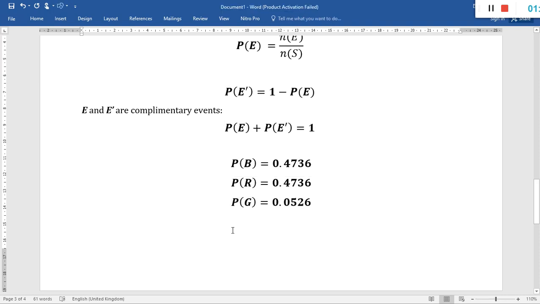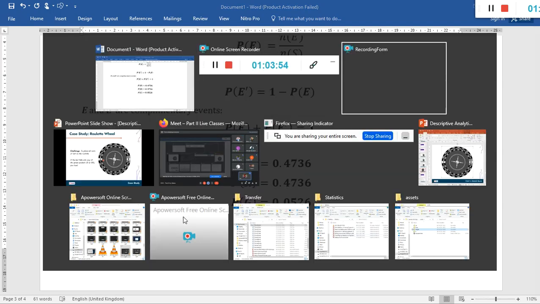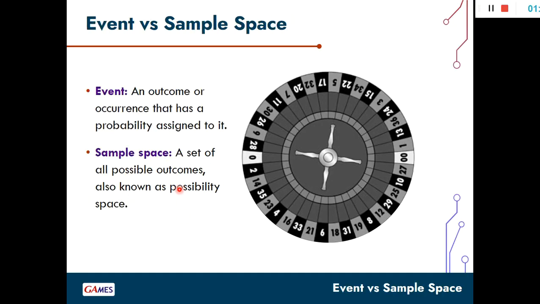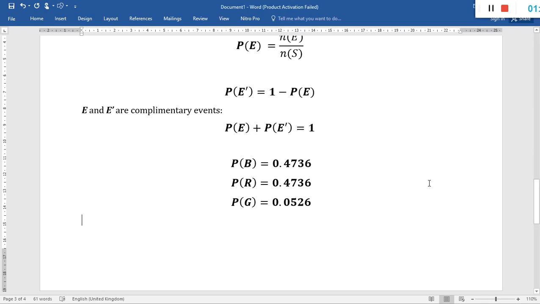So what's the probability of your entire sample space? You can tell me. It's 1. Yes, which is why it's called a possibility space. So here I say a set of all possible outcomes, also known as possibility space, because the total probability is 1, which means it's a possibility. Everything in that set makes up an entire possibility, which means it makes up 1. That's because we have certainty that all the outcomes are possible. So summing all the outcomes together gives us 1.